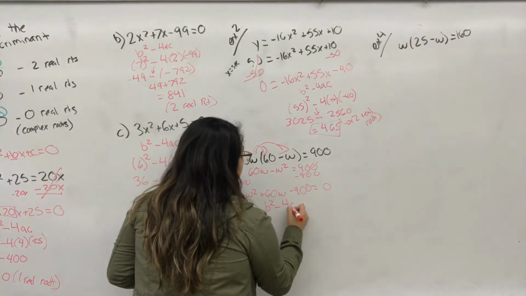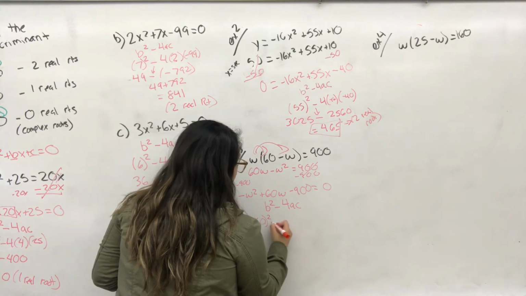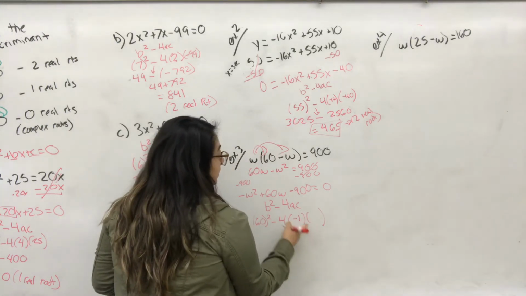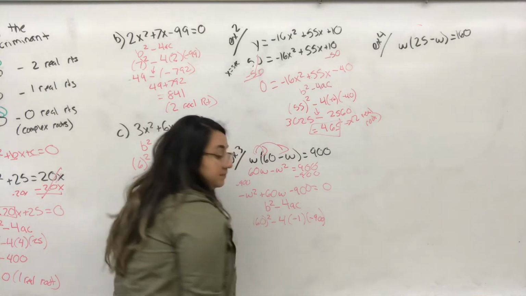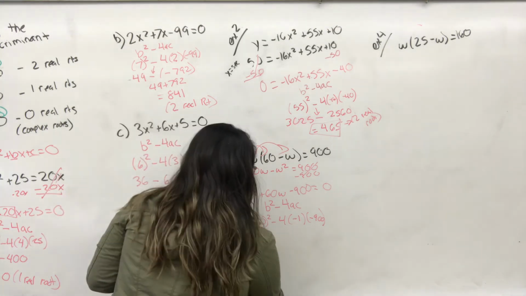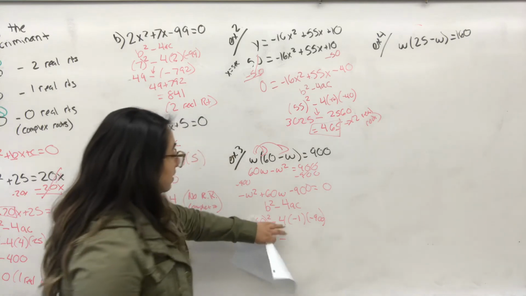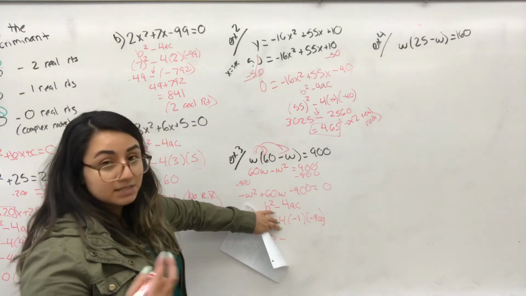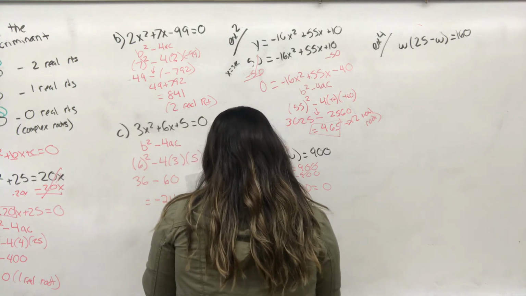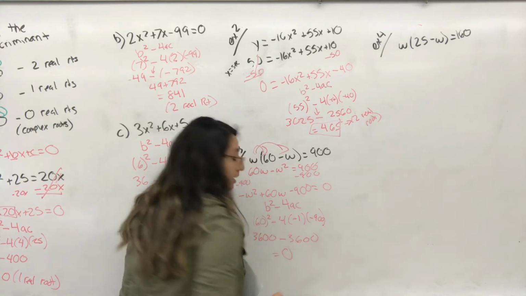b squared minus 4ac is the formula. b is 60 squared minus 4 times a times c. a is negative 1, c is negative 900. So now we go ahead and solve for it. So this is example 3. 60 squared, 6 squared is 36, add the 2 zeros, minus 4 times negative 1 times negative 900, and that is a positive answer. And that's going to give you 3,600. When you subtract that, you get 0.